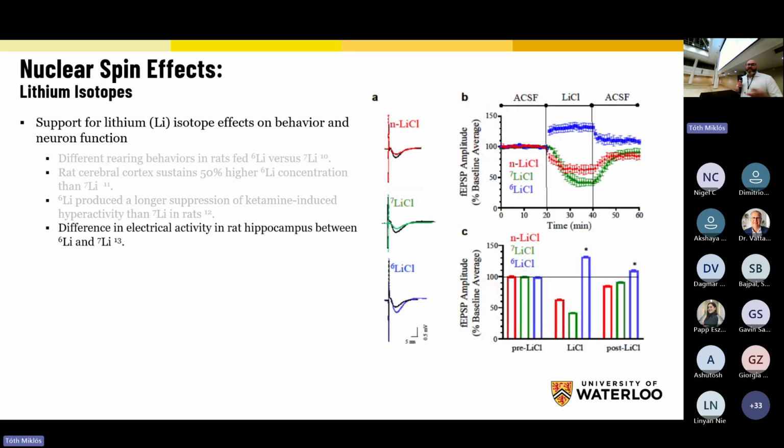It's also been shown, and this is more recent work, it's up on the archive right now, this is work out of Zoya Leonenko's group at the University of Waterloo, that hippocampal electrical activity is differential between lithium-6 and lithium-7, with lithium-7 suppressing activity, whereas lithium-6 enhances that activity. So these are very interesting results, something we should pay attention to as we go further in these lithium studies.